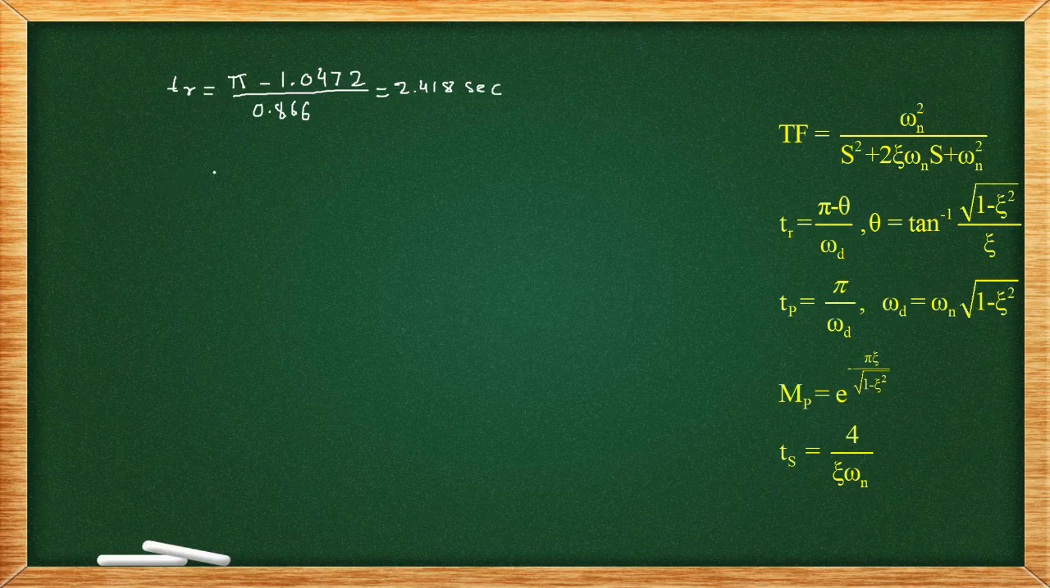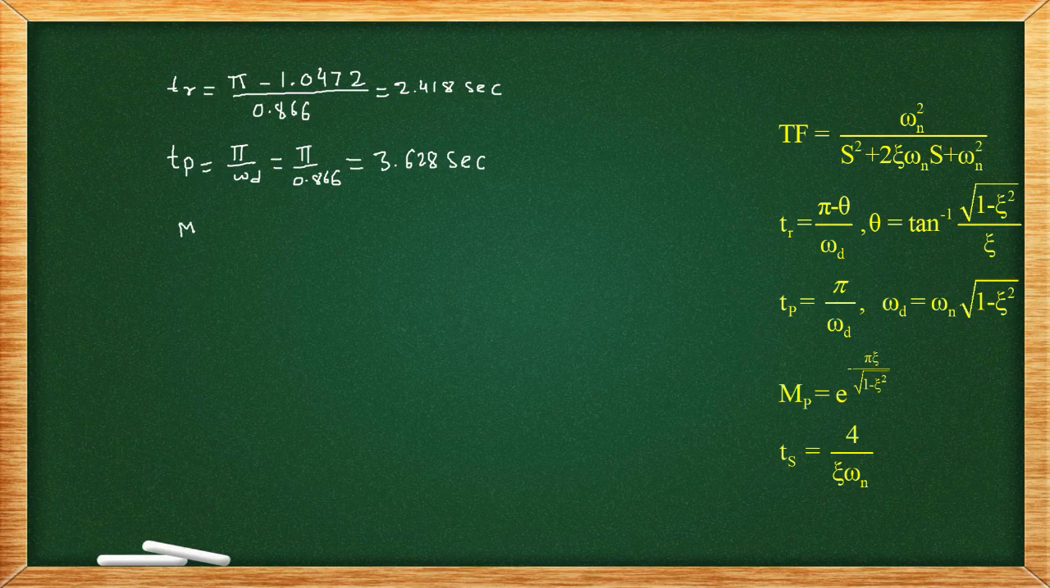Next is peak time, TP. The difference between TR and TP is only theta. So TP is pi divided by omega d. Again I'm rewriting: only the theta value is missing. So its value is pi divided by 0.866, which is equal to 3.628 seconds.